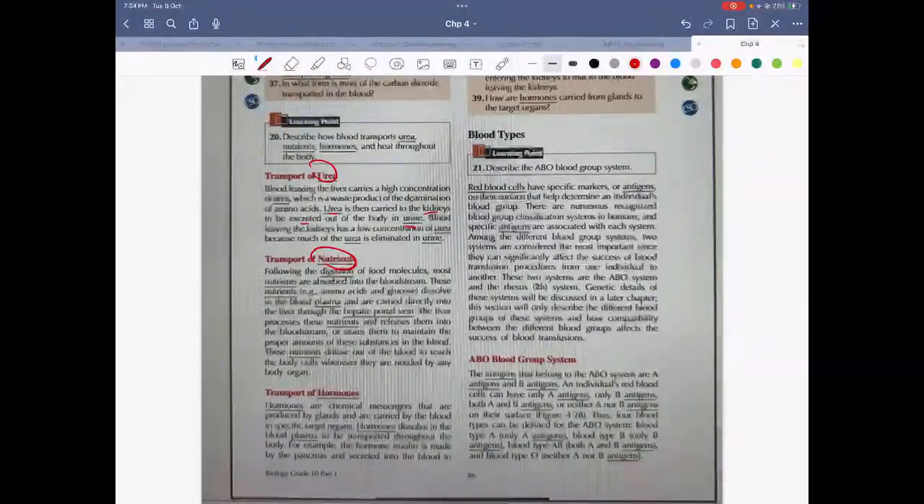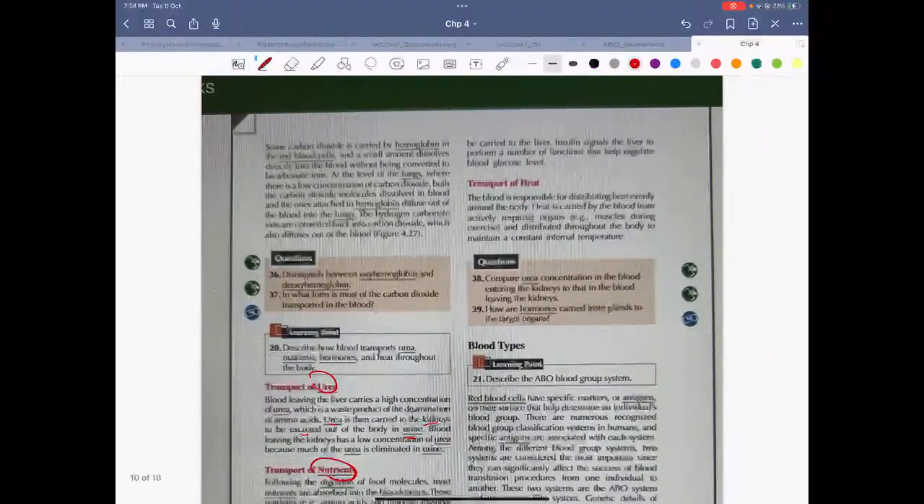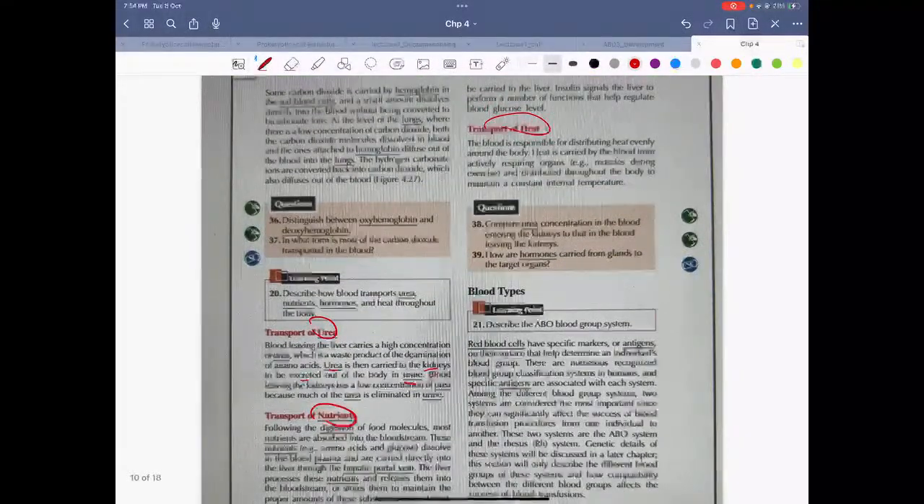It also transports hormones. And what are hormones? Hormones are chemical messengers that are produced by glands, and they dissolve in the blood plasma and are transported to specific organs for their action to occur. And they also transport heat. Okay, so those are the functions of the blood.